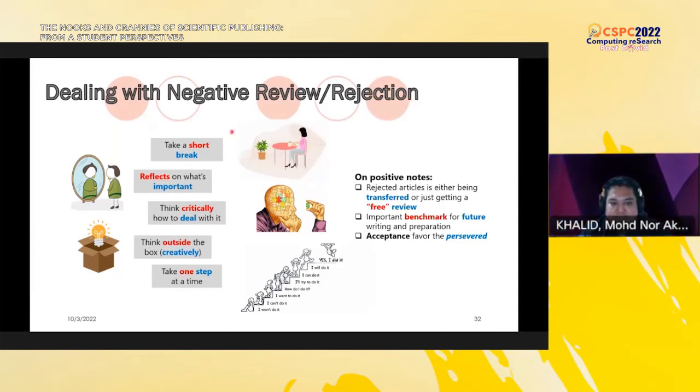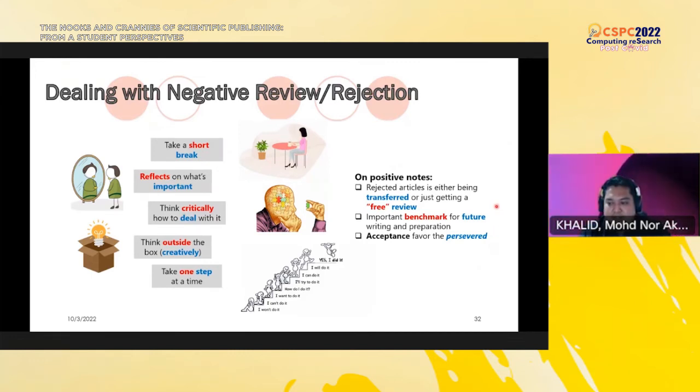That's why I believe that whenever you get a rejection, take a short break and reflect on what is important. Try to think about what the problems are and how you can address them. And these are important benchmarks for your future writing.